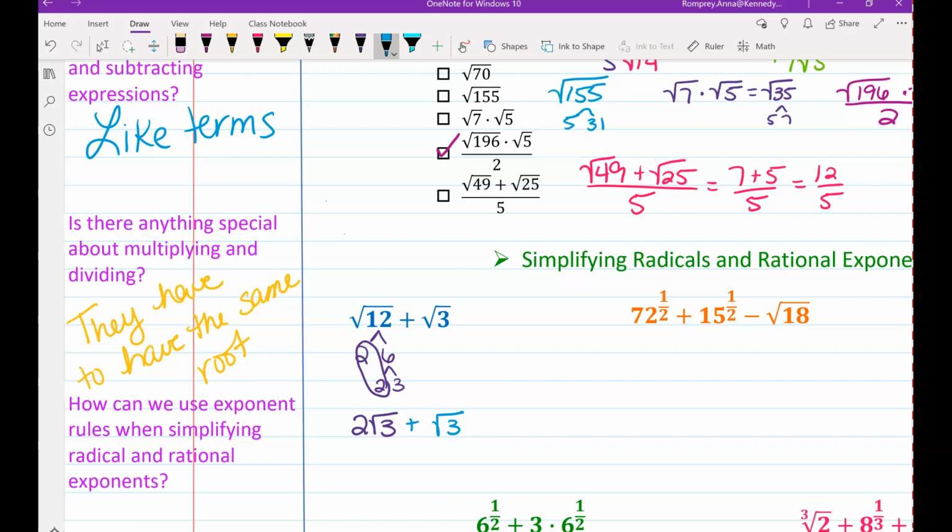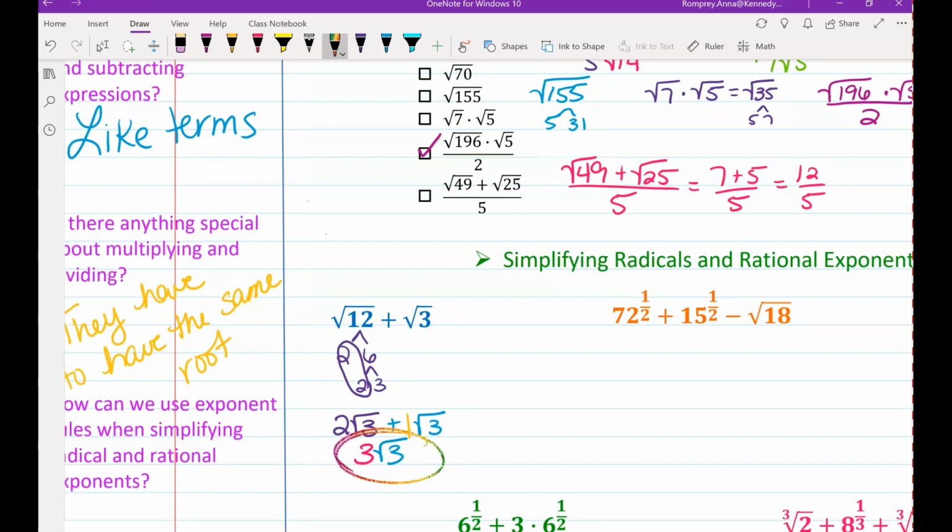Well, what I want you to think about is, what's the coefficient here? Here I have 2 roots of 3. How many roots of 3 do I have here? What's the coefficient? Well, we can put in that invisible 1. So 2 roots of 3 plus 1 root of 3. If you're questioning it, think about it like a variable. 2x plus 1x is what? 3x. So 2 roots of 3 plus 1 root of 3, that gives us 3 roots of 3. And we're simplified.